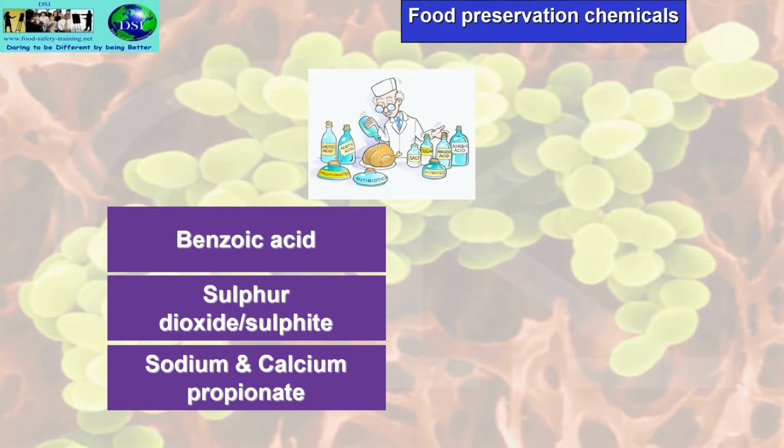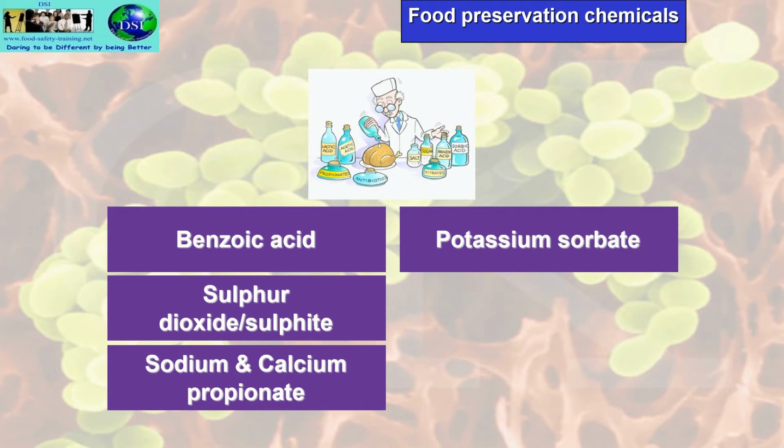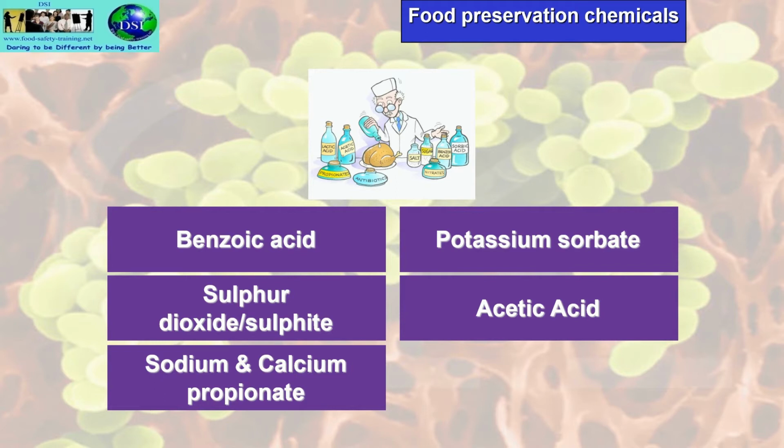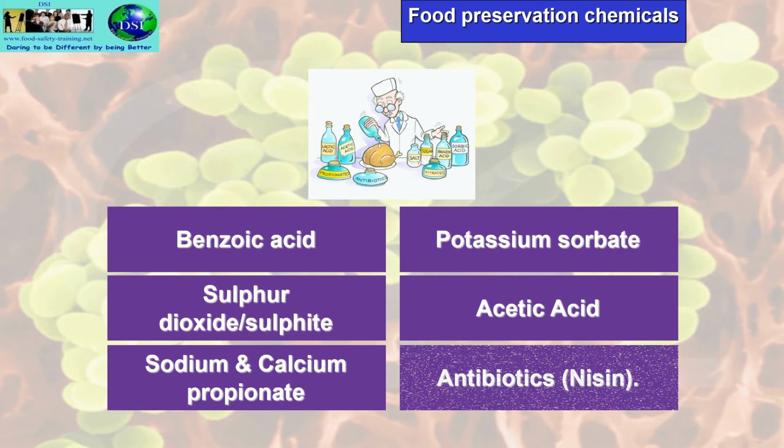You've got potassium sorbate, you've got sodium benzoate, there are all different chemicals you'll find in foods nowadays. There's potassium sorbate, as I mentioned. Acetic acid, vinegar, for all intents and purposes, so not that bad as a preservative. And these are quite bad, antibiotics such as nisin. Again, these are banned from the food chain.